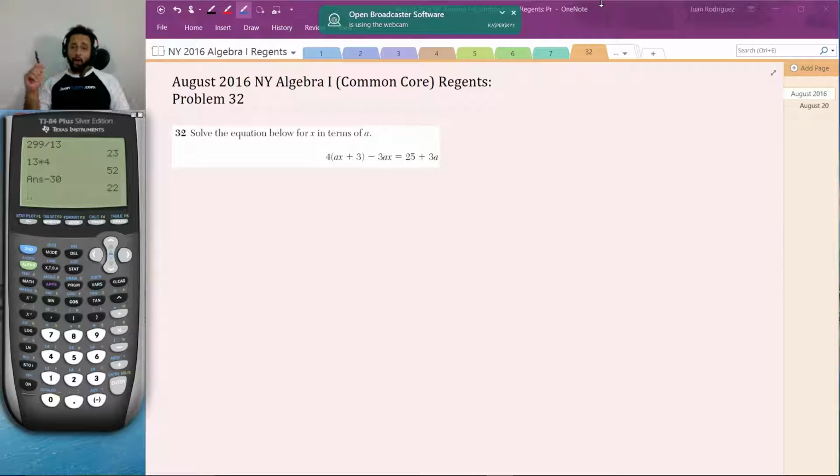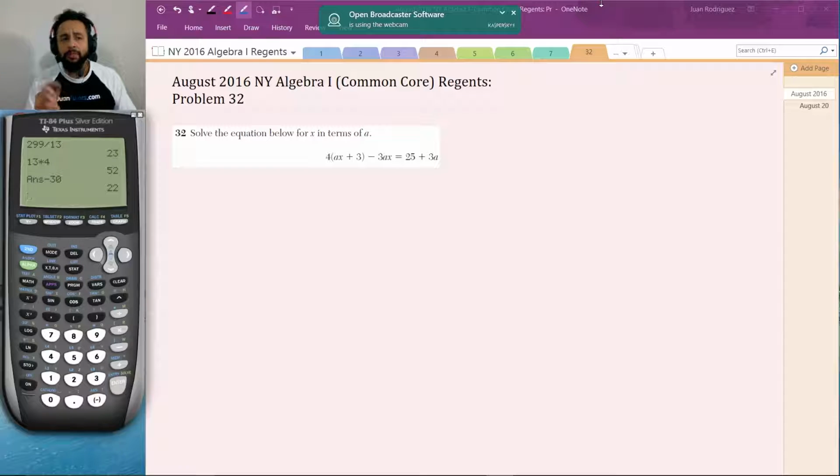Today we're working on the August 2016 New York Algebra 1 Common Core Regents exam, problem number 32. If you want to access these exams anywhere in the world, go to nysedregents.org. Click on the appropriate tabs. All the exams are freely available there.